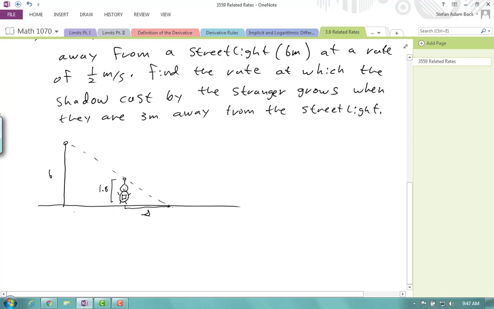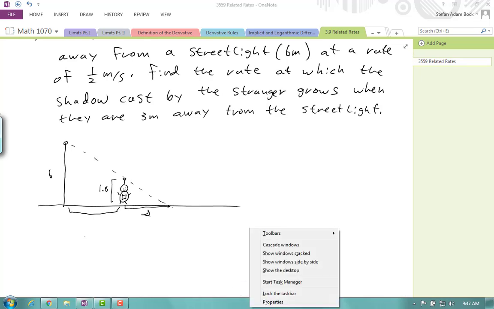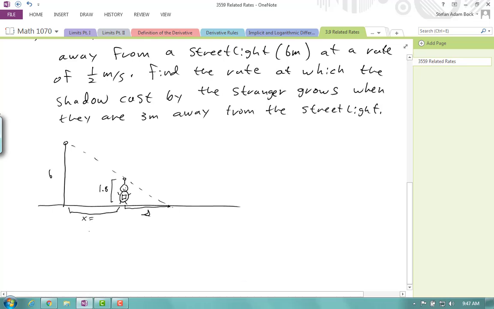So the distance the stranger is away from the street light is going to be, I'm going to call it x equal to 3 meters. And I know that dx dt, the rate of change of this distance, is going to be 1/2, because he's walking away from the street light at 1/2 meter per second. Now somehow I have to get an equation binding together ds dt and dx dt.